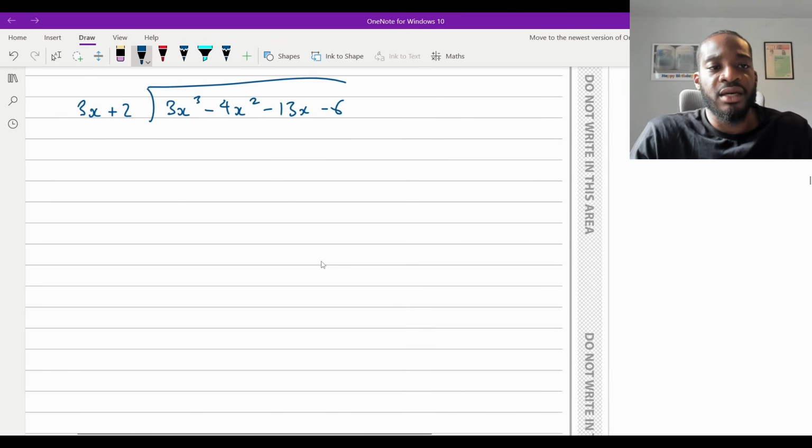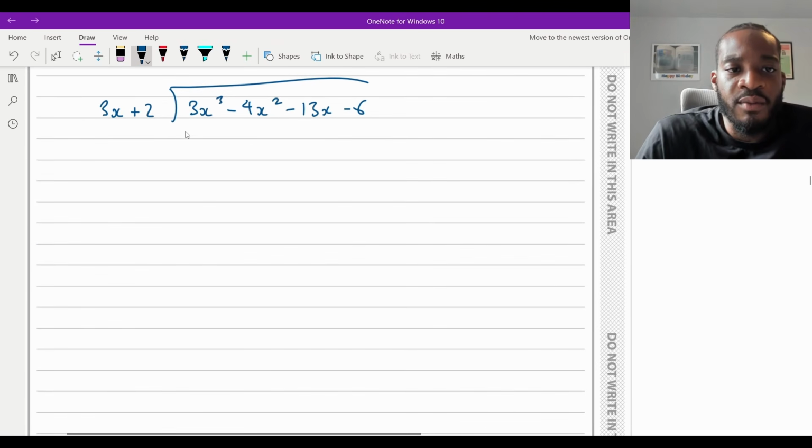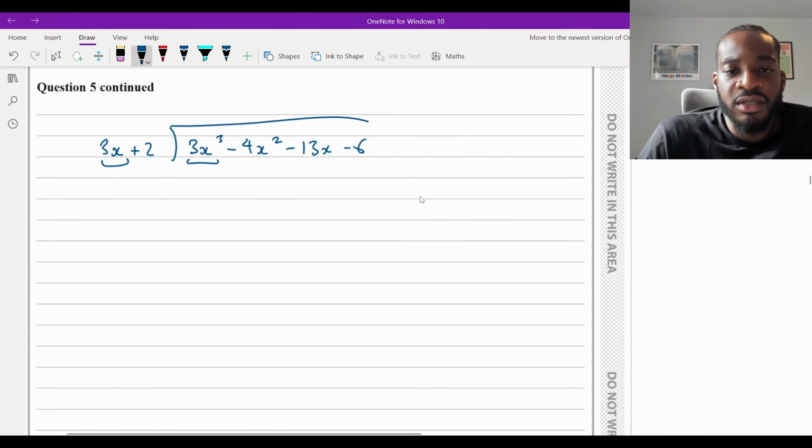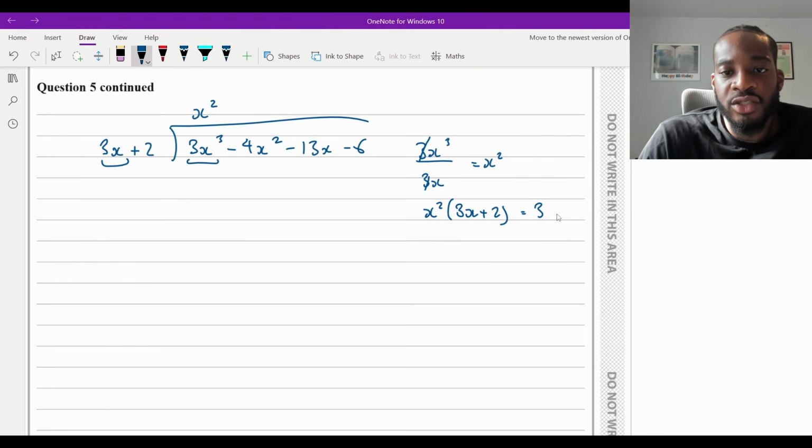This is not too bad. So how do we go about doing long division? Remember, you take this term and divide it by that term there. So it's 3x cubed over 3x, which cancels and is just x squared. That x squared goes there. Then we multiply x squared by the actual factor, 3x plus 2, and that will be 3x cubed plus 2x squared. So that goes there.